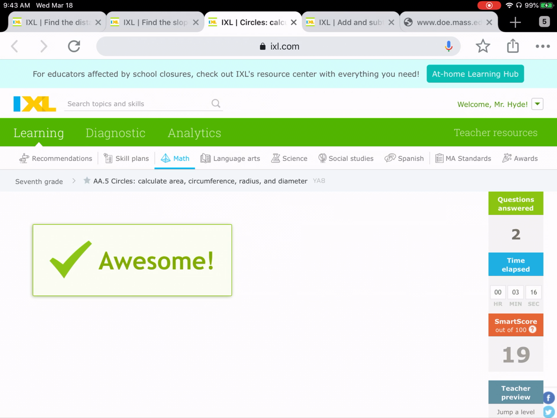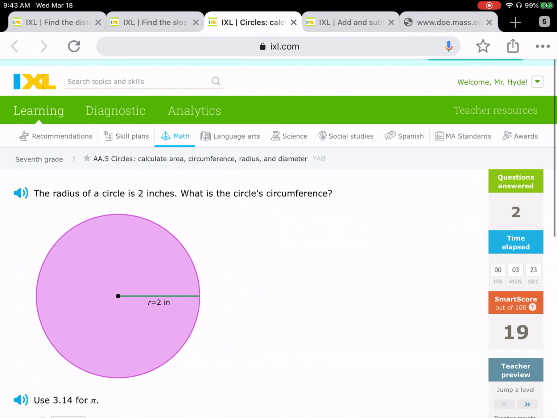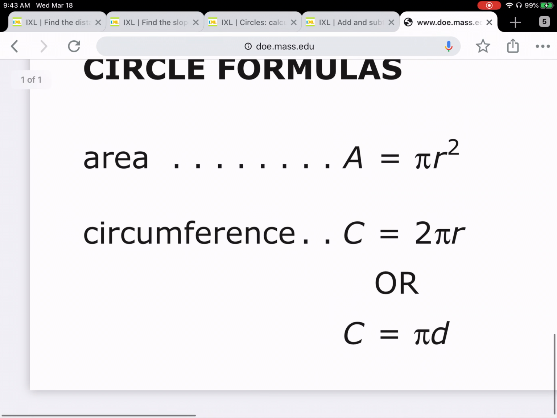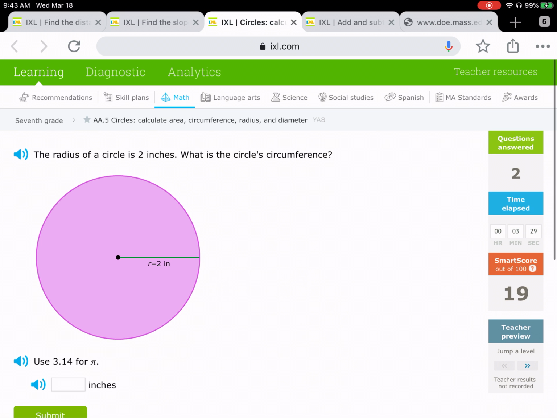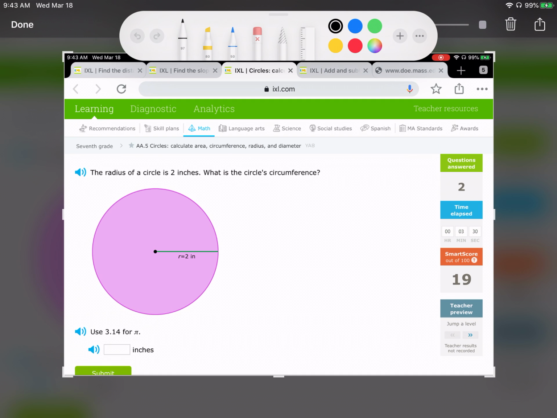Now they're giving me radius is 2. So I'm going to use a different formula. I'm going to use this formula right there, C equals 2 pi r. It's a little bit longer, and you can use the other formula, but you don't have to. So C equals 2 times pi times r.